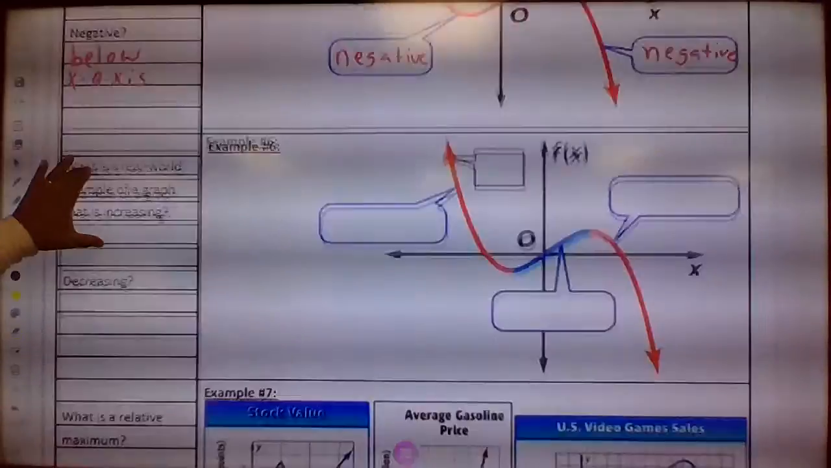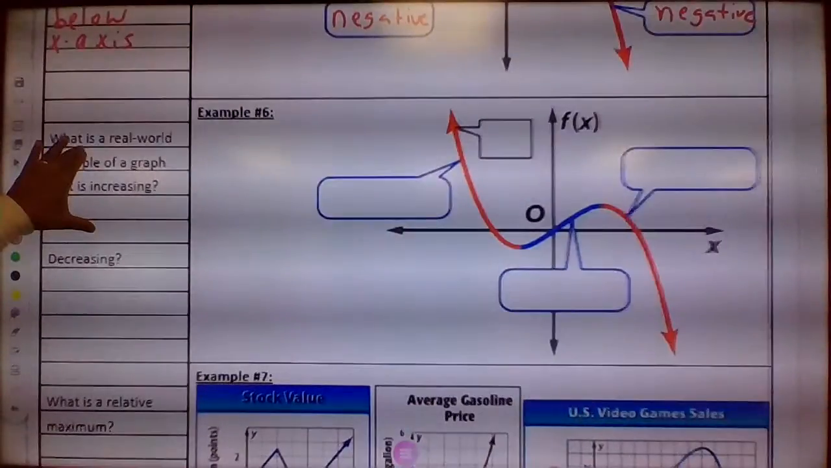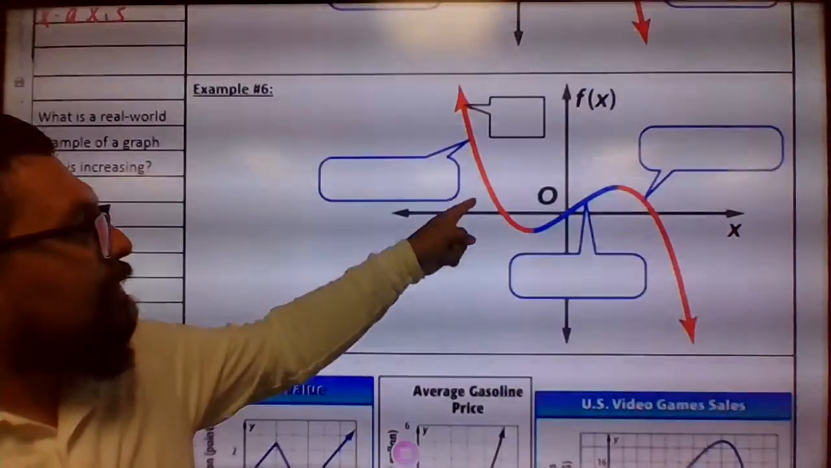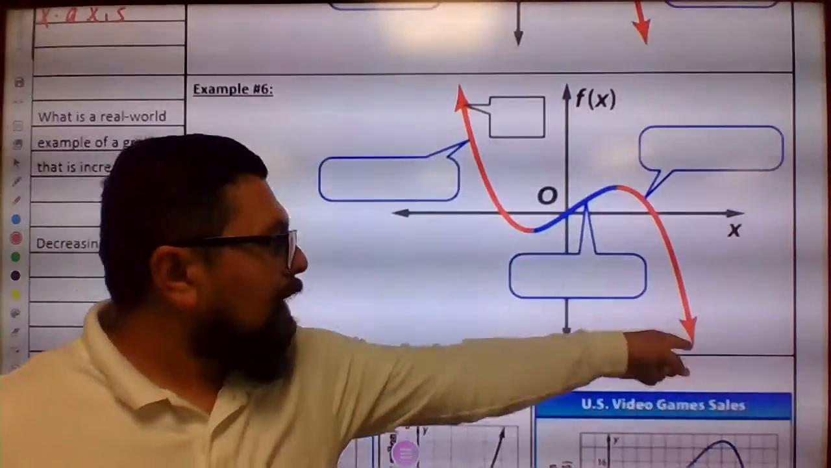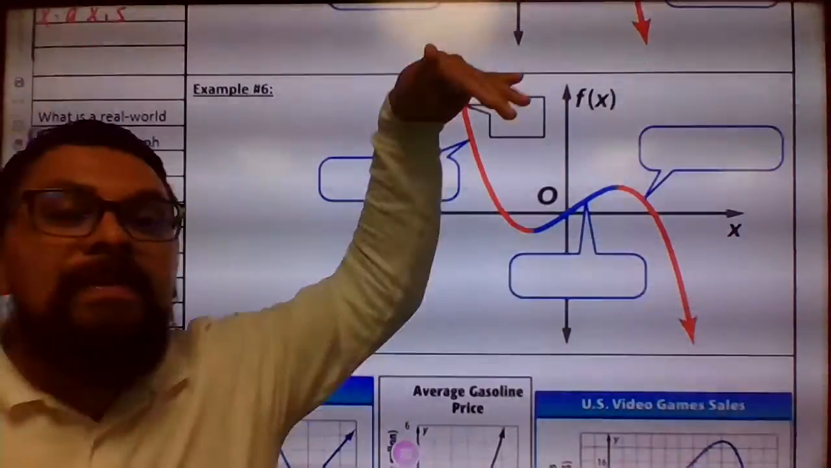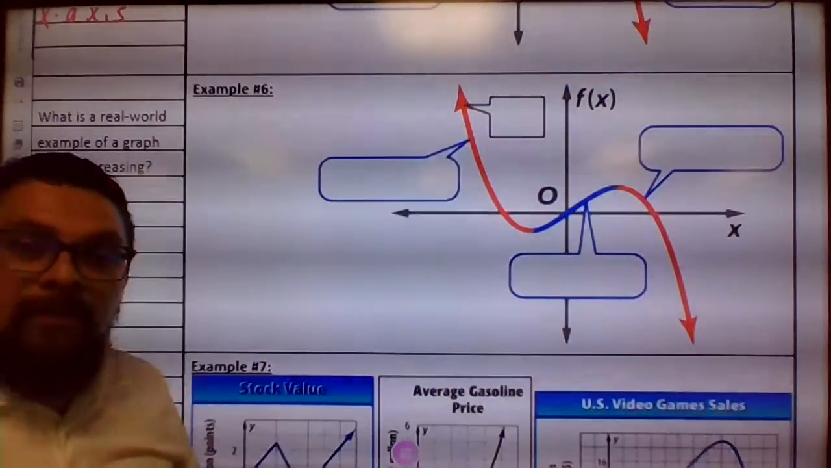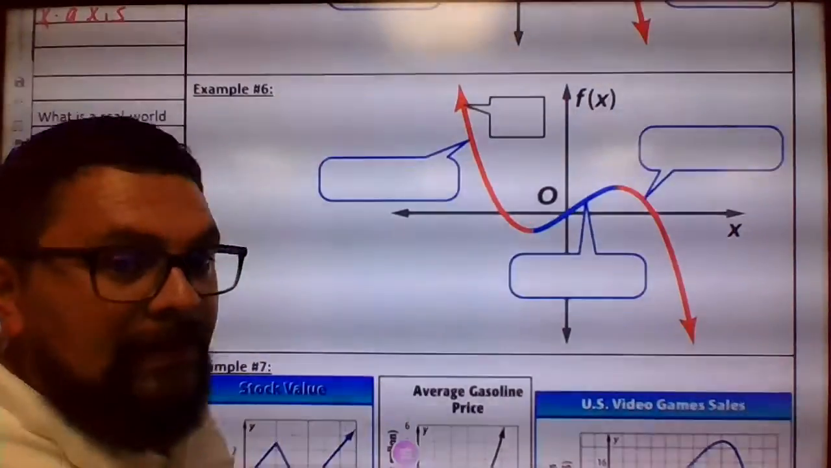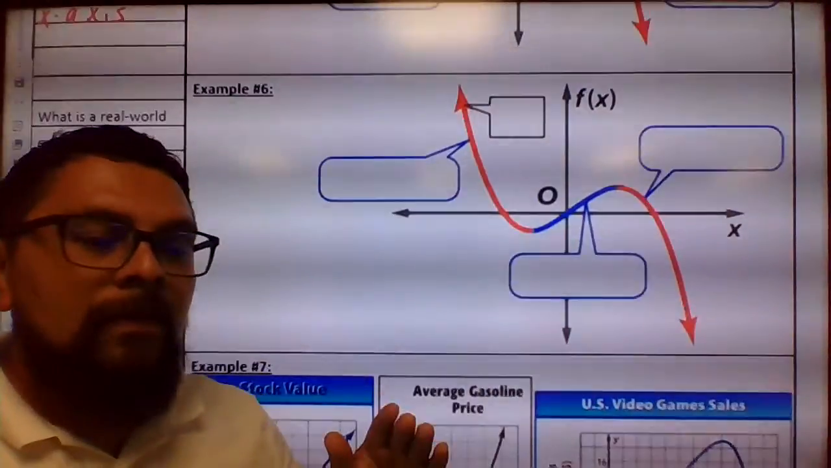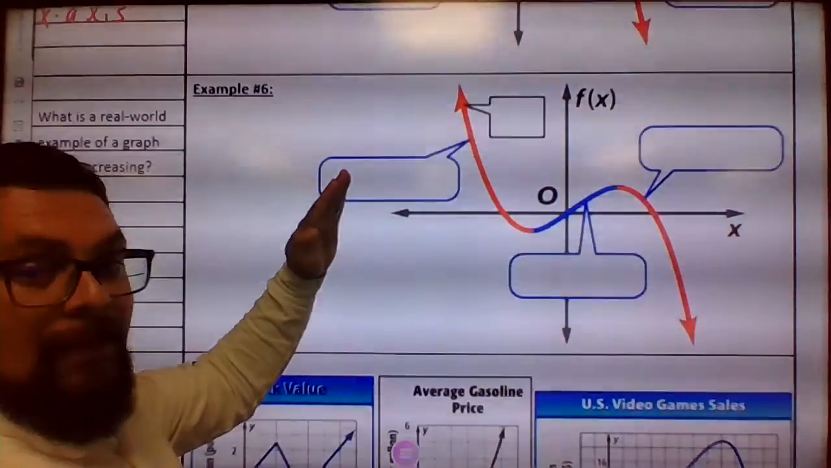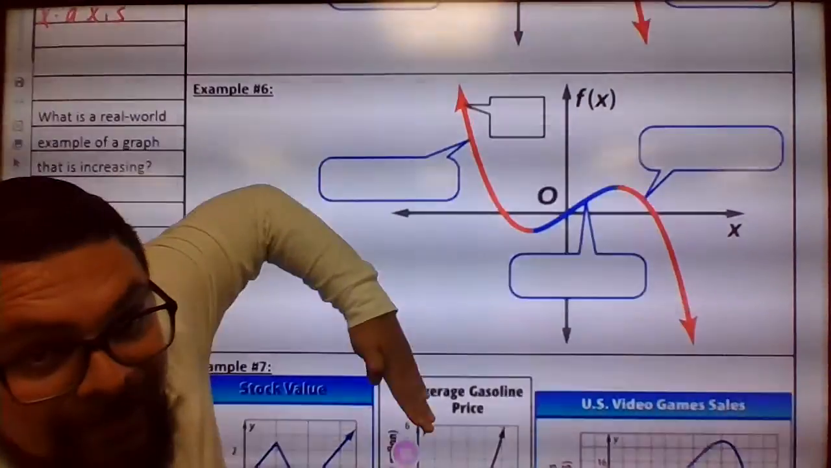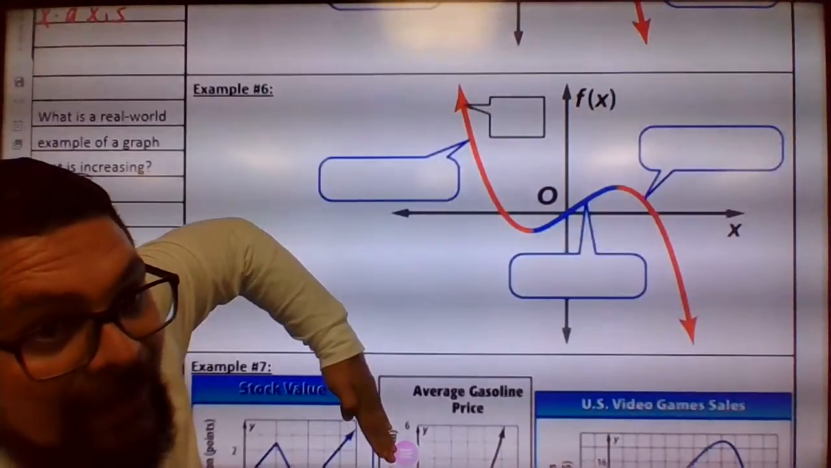Now, example number 6, we're going to look at another characteristic. We know this is positive, this is positive, this is negative, this part is negative. We also have to look at whether this graph is increasing or decreasing, and it has to do with the slope. A slope like this is a positive slope, going up. Anytime a slope is like this, it's a negative slope.